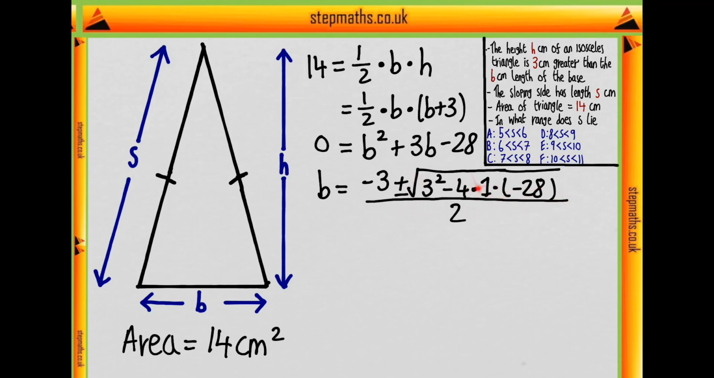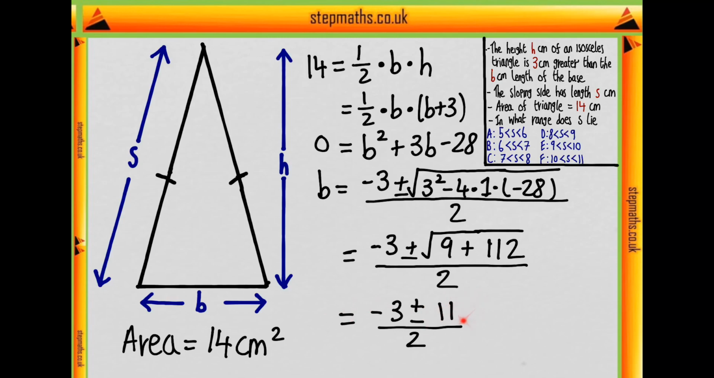And first things first, let's try and fix this mess here. So 3 squared is 9 and 4 times 28 comes out as 112. So we get minus 112, so plus 112. So we get to this. But 9 plus 112, that's great, that's 121, which you'll probably recognise as a square number. It's 11 squared. So b is equal to minus 3 plus or minus 11, over 2.